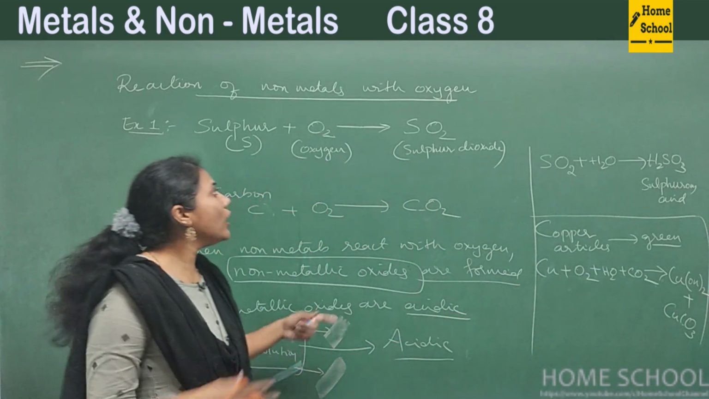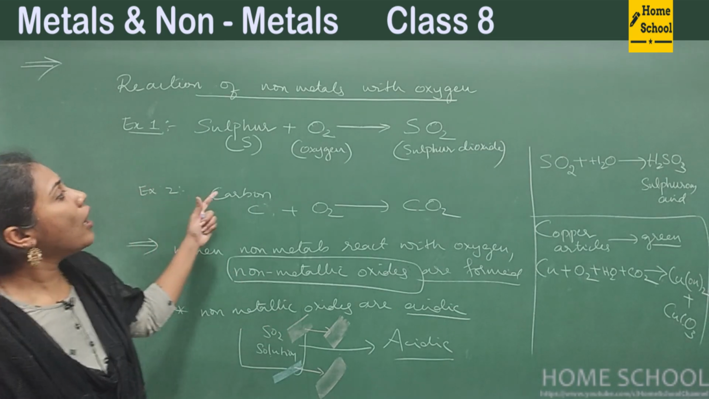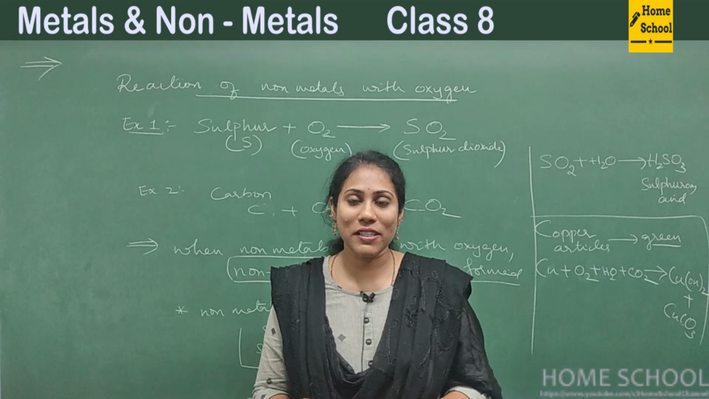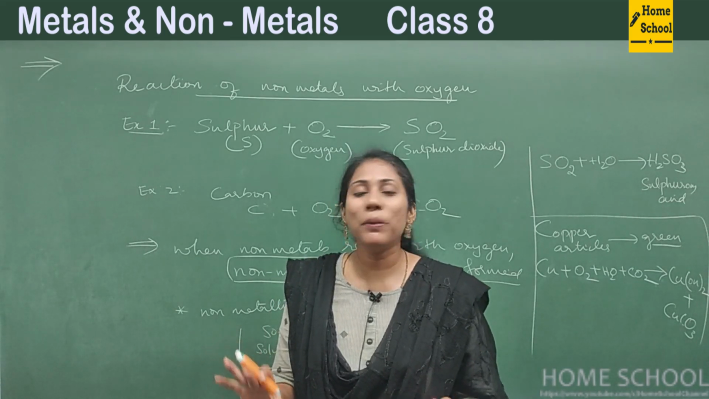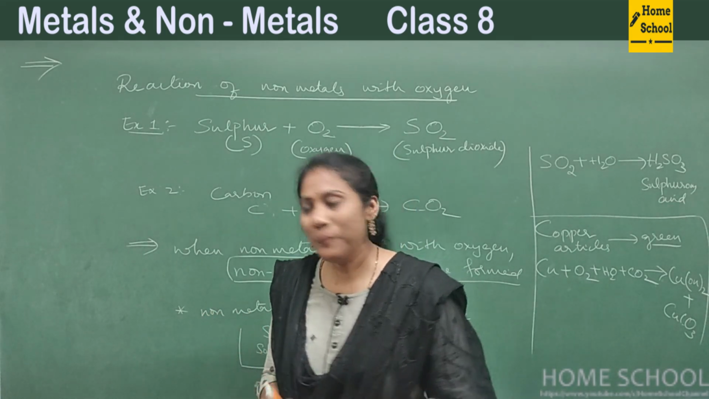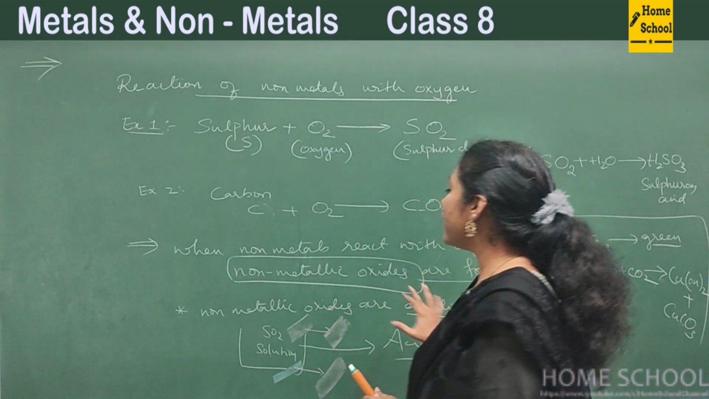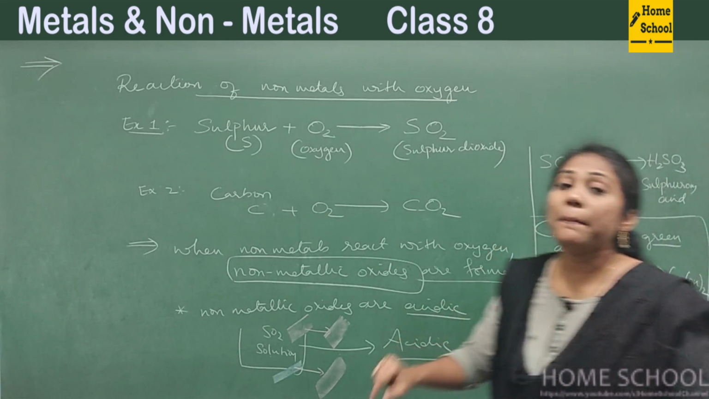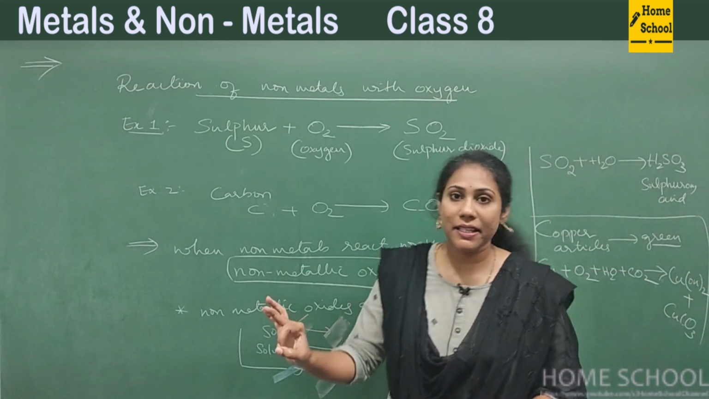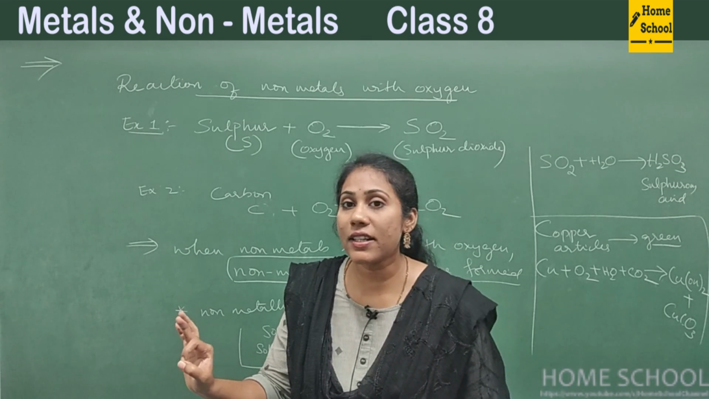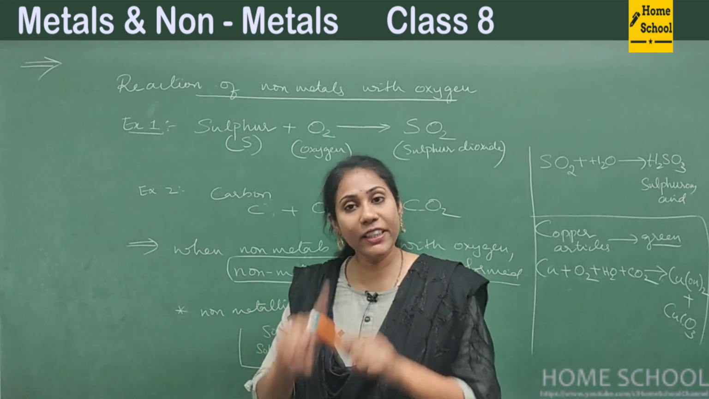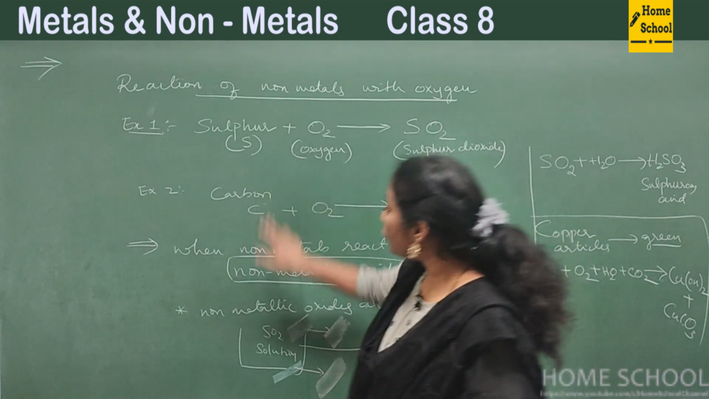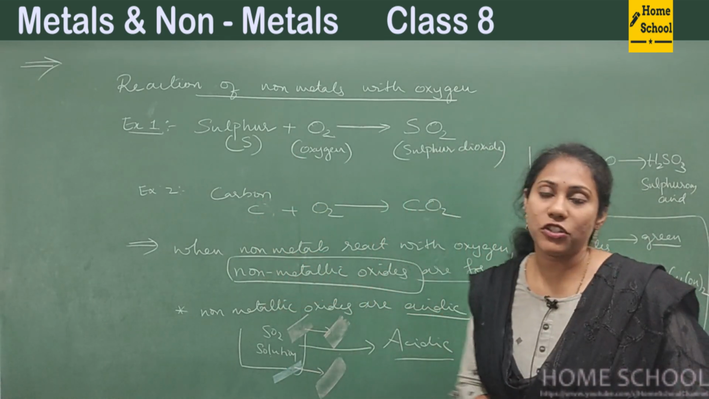So this is all about the reaction of metals with oxygen and non-metals with oxygen. Hope the concept has become clear for you. It's very important to remember that non-metallic oxides are acidic and metallic oxides are basic. When do you get metallic oxides? When metals react with oxygen. When do you get non-metallic oxides? When non-metals react with oxygen.